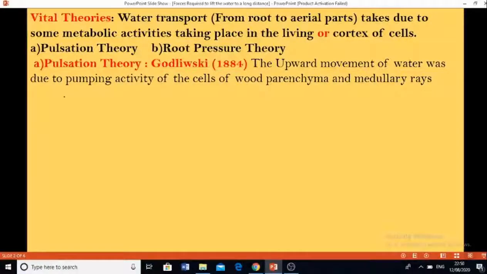Godlewski elaborates the upward movement of water due to pumping activity of the cells of wood parenchyma and medullary rays. In this process, due to the increase and decrease in osmotic pressure of these cells, the water is pumped into the vessel one upon the other. It is also called relay pump or chambering hypothesis.